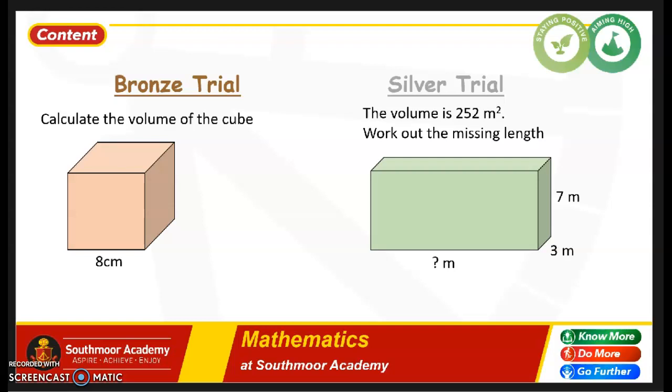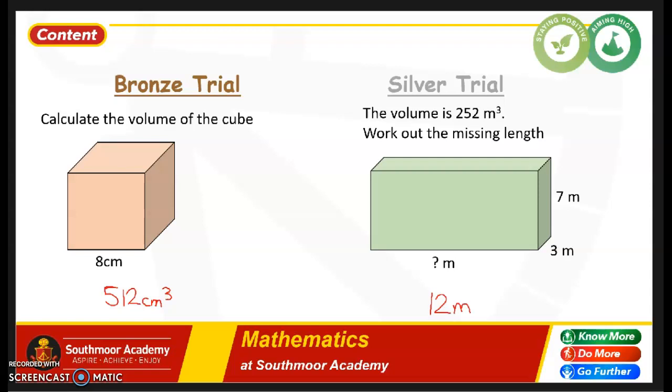I'm going to put the answers up on the screen now. So here are your answers to your trial questions. So for the first one, we should have got 512 centimetres cubed. For the second one, we should have got 12 metres. Now I'm going to move on to your questions. So you're going to have your questions to do, so you know whether you need to be moving on to bronze or silver, and then on to the gold.